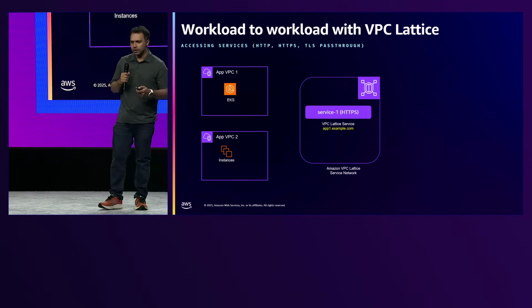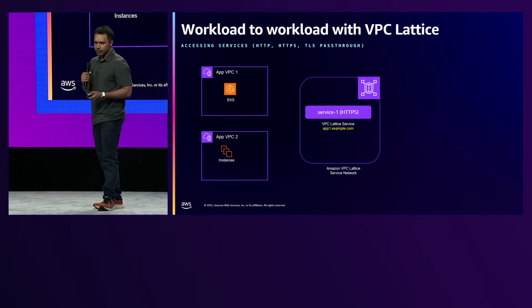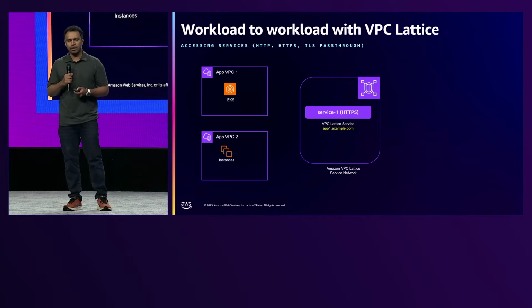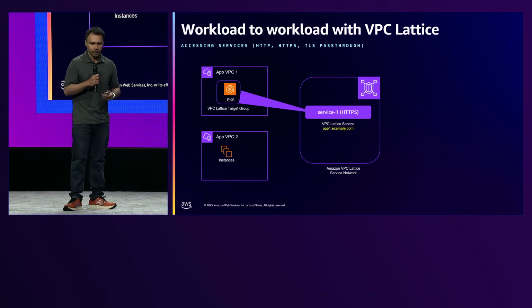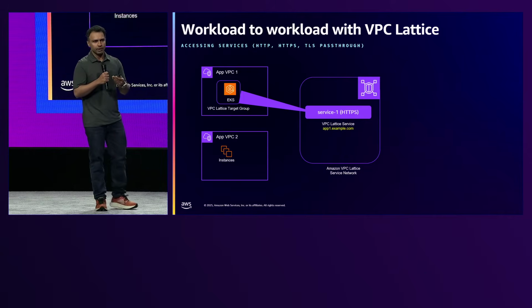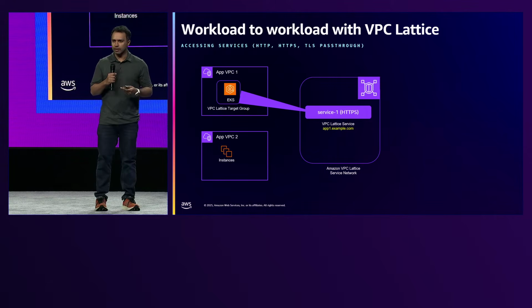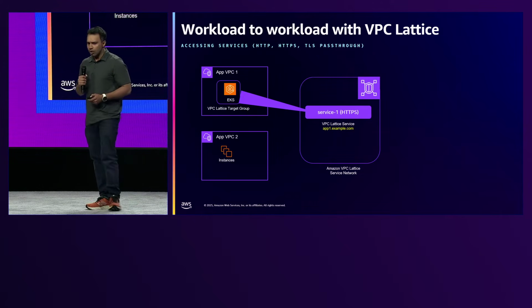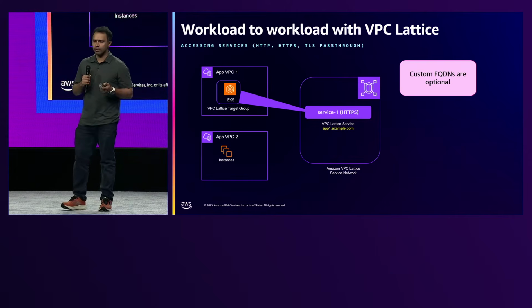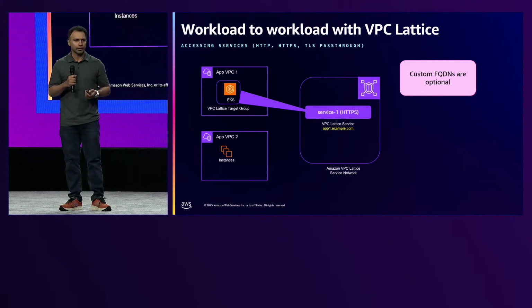So the first step you take here is you create this service called Service 1 on VPC Lattice, and you say that, okay, this Service 1 has a backend target or a target group that is EKS, in the EKS cluster in your app VPC 1. So from this perspective, your VPC Lattice feels a lot like a load balancer in that you're onboarding an application and you're providing a backend target group as well. Now, optionally, when you onboard a service, you can provide custom FQDNs or vanity domain names as well.